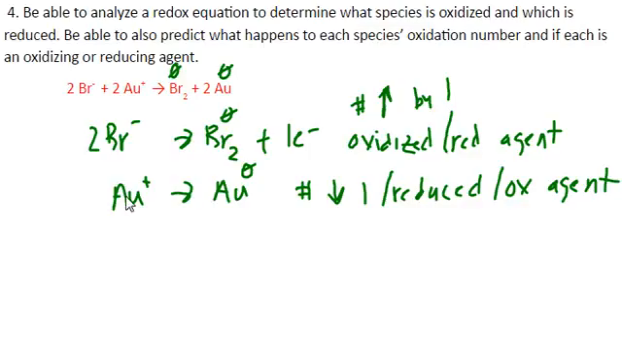By the same terms, if they asked you what was reduced or what's the oxidizing agent, it's Au+, not just the Au. So make sure you realize only reactants are oxidized and reduced, and only reactants are the agents.